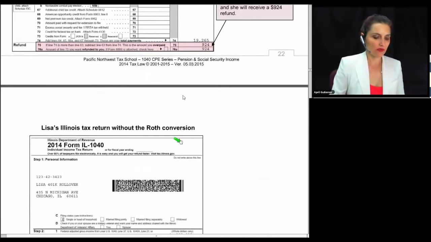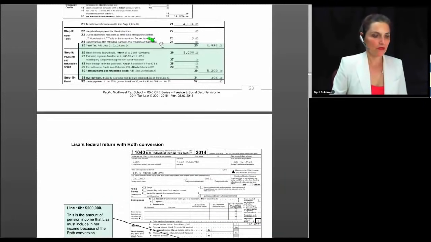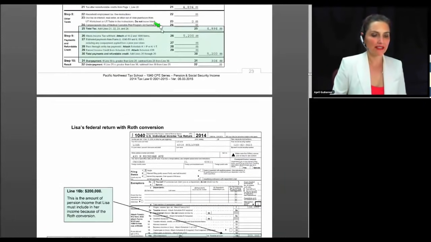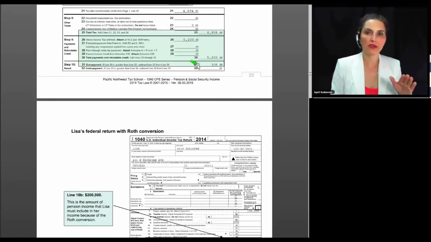We move over to her Illinois state return. When we do her Illinois return, we can see that her tax on line 21 of the Illinois return is $4,894. She has $5,200 of withholding. And so on Illinois, she would have had a $306 refund without that Roth conversion.